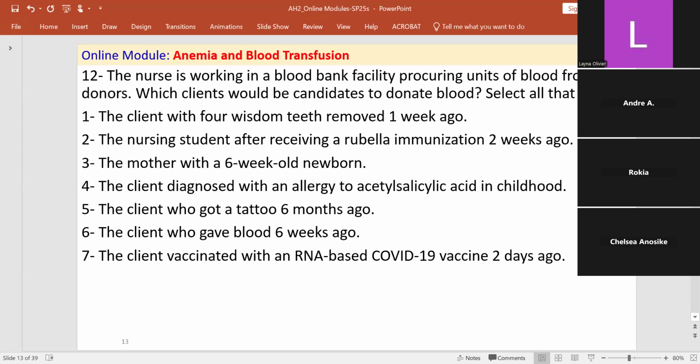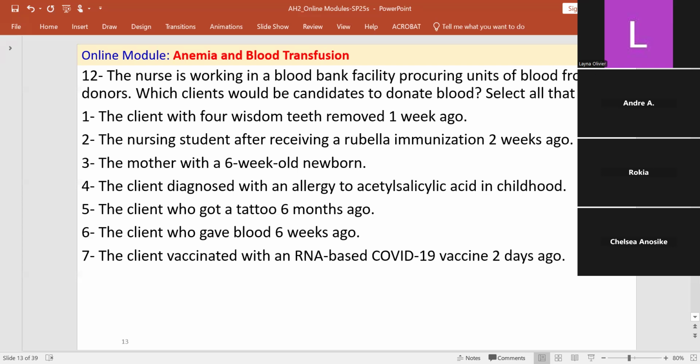So 5, yes, they can. Then 6, gave blood 6 weeks ago. How long do we have to wait until we can donate again? The time between donations should be at least 8 weeks, 2 months. So 6 weeks, not good.